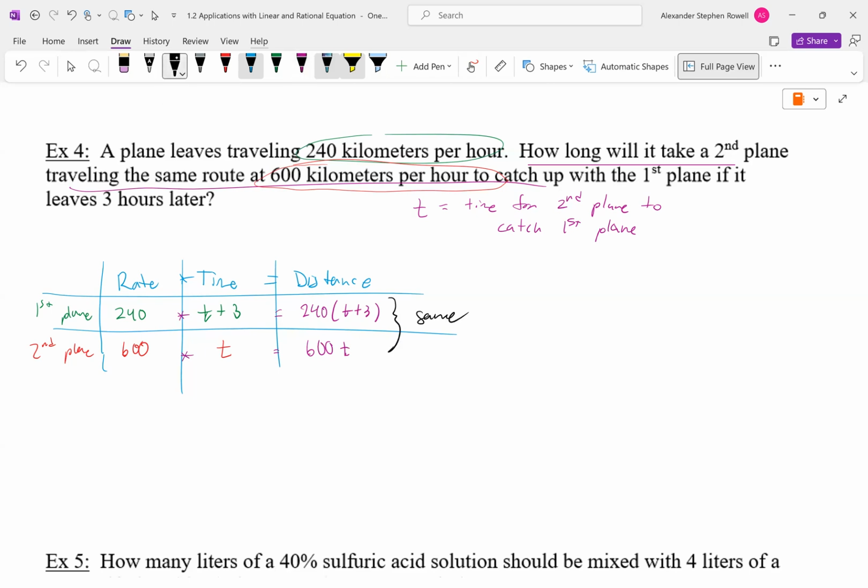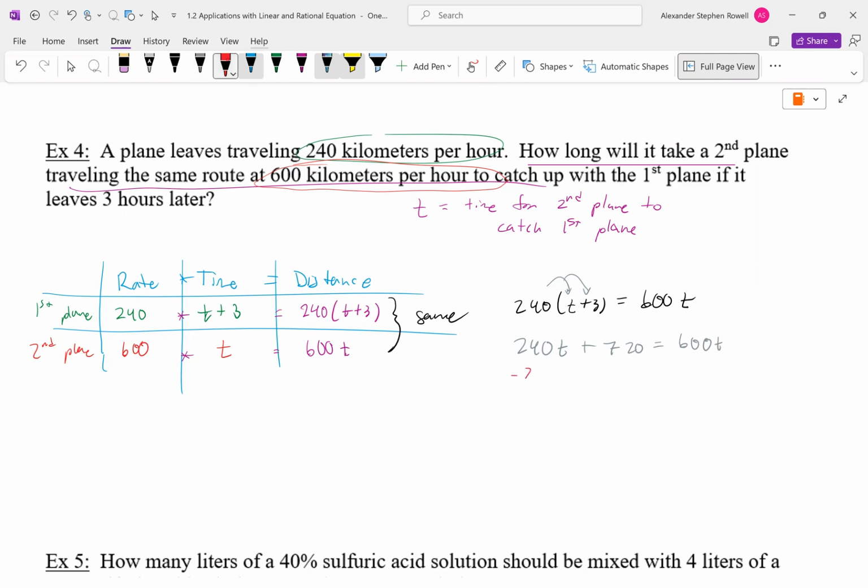Same distance traveled. So 240 times (t plus 3) is equal to 600t. And we solve. I'm going to speed through the solving part because the setting up part is the hard part. So we distribute: 240t plus 240 times 3 is 720, equal to 600t.